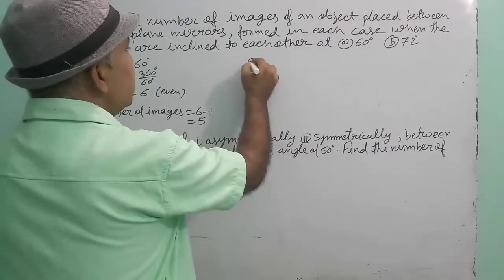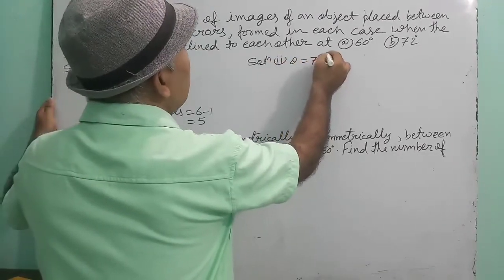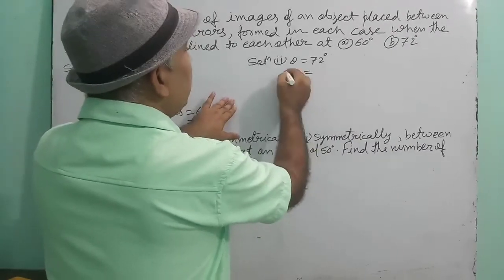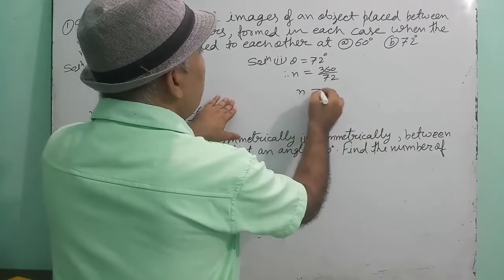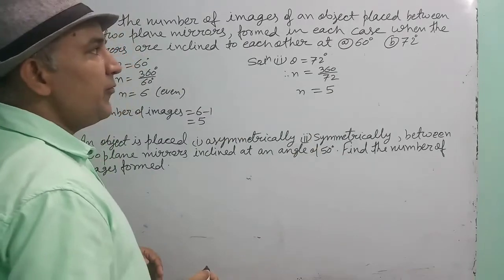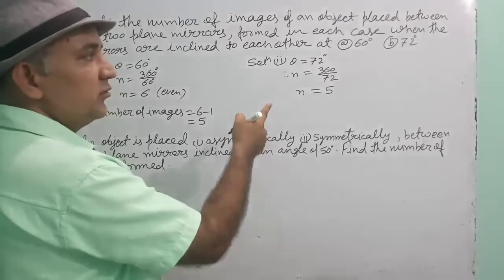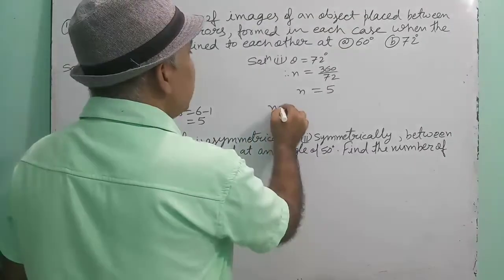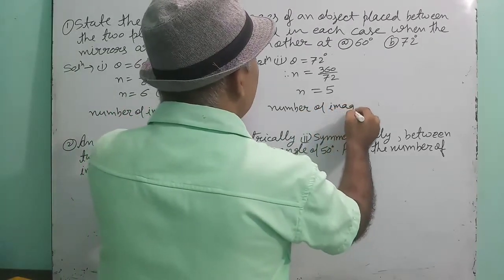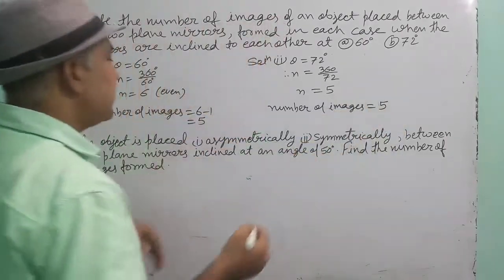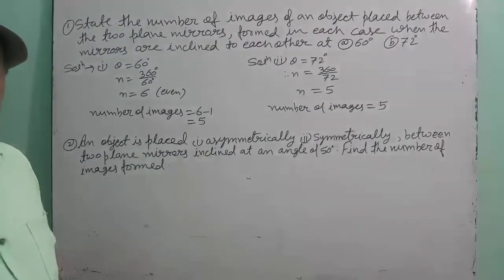Now see the second case. When theta is equal to 72 degree, therefore n is equal to 360 degree upon 72. That means n is equal to 5. N is equal to 5, which is odd. So number of images will be 5. That means in this case also the number of images will be 5.